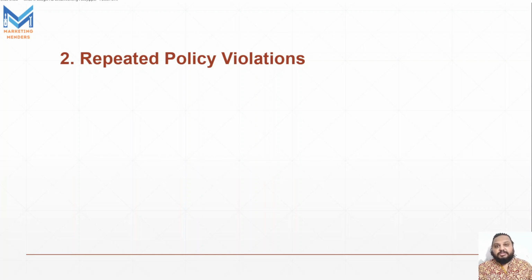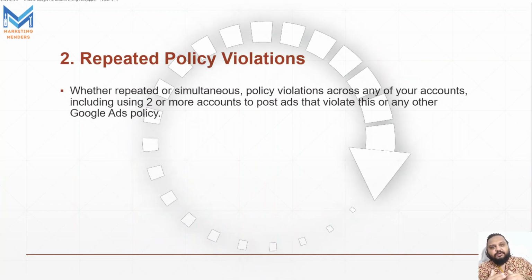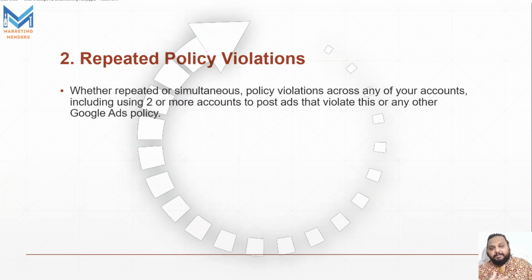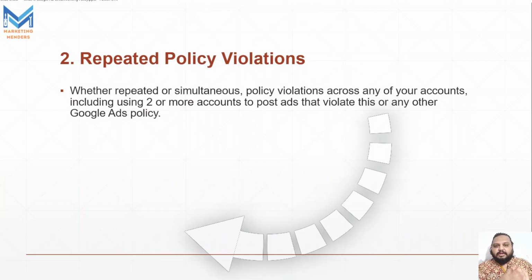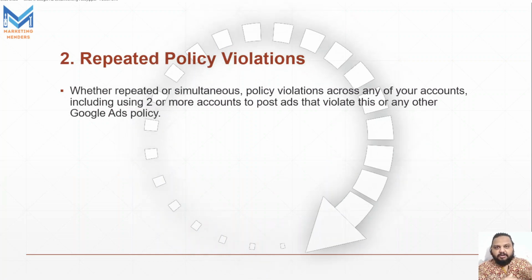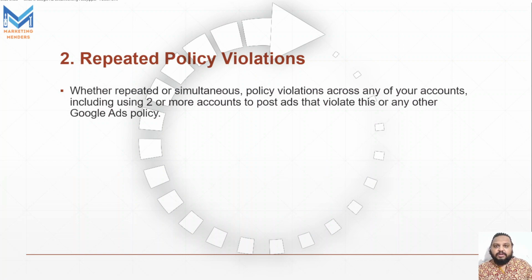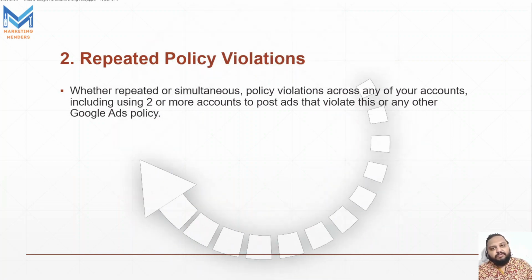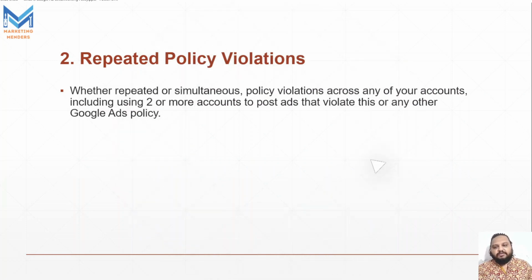Repeated policy violation. This is another reason for circumventing policy violation. Now, if you have repeatedly violated Google ad policy, what happens? You have created a Google ad account. That account got suspended because of circumventing policy. Now again, you create another account and you again start promoting it. So that account will again get restricted or suspended because of the circumventing policy.